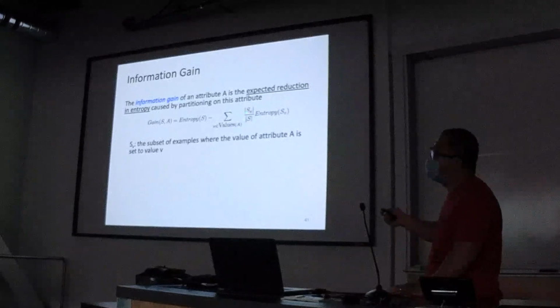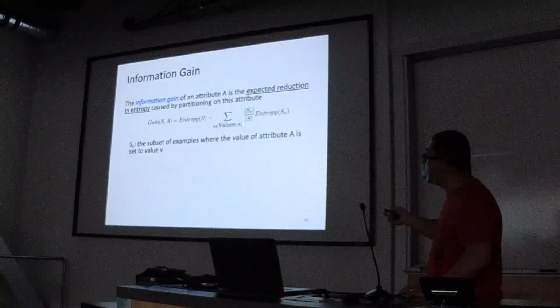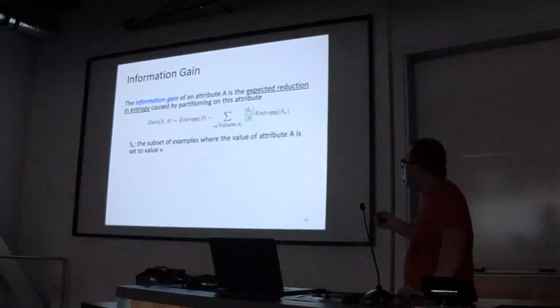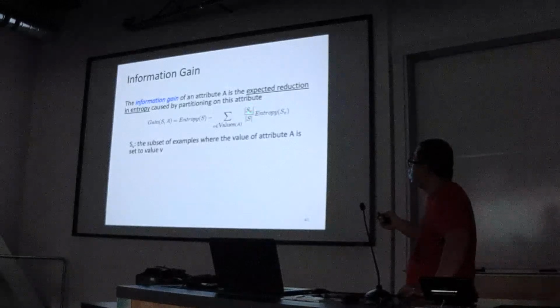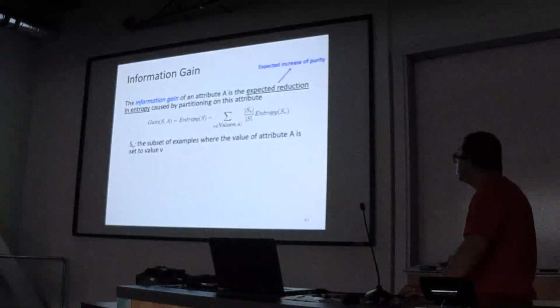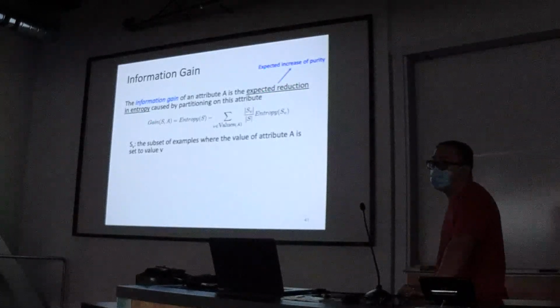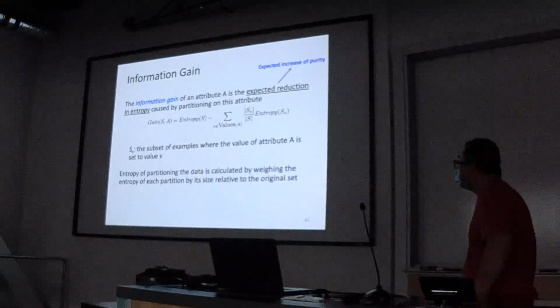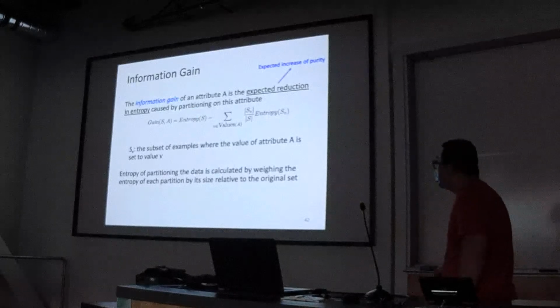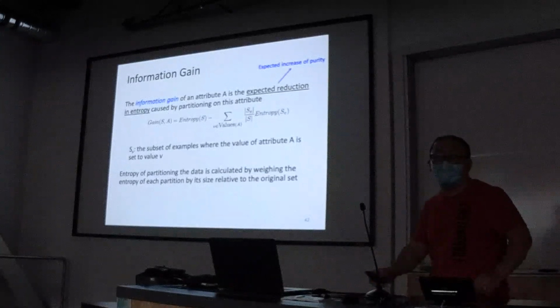And of course, we need to normalize this weight because this is actually a weighted average, right? Normalize, we need to ensure that each weight is between 0 and 1, and their summation is 1. Okay? And so we divide the actual size of each S_v by the total size of the data set, size of S. So now, as we just mentioned, the expected reduction of the entropy is actually the expected increase in purity after using A to split the data set. Right? So the definition of information gain is here. Okay? So any question regarding this definition?